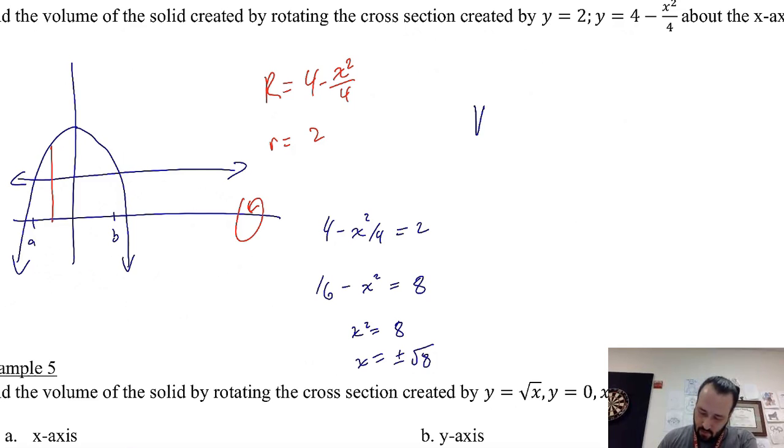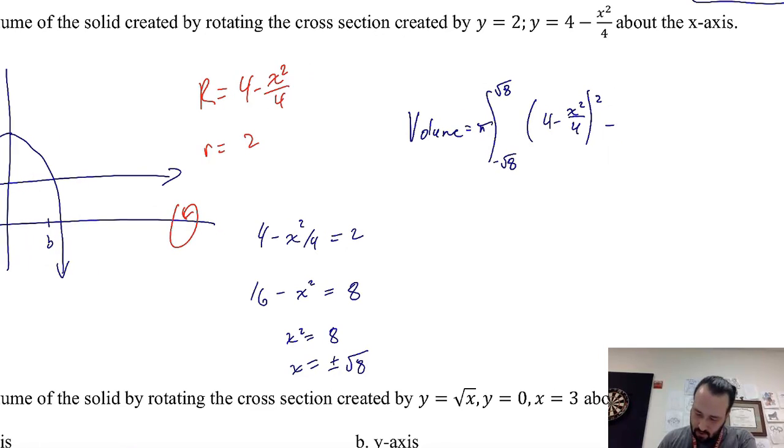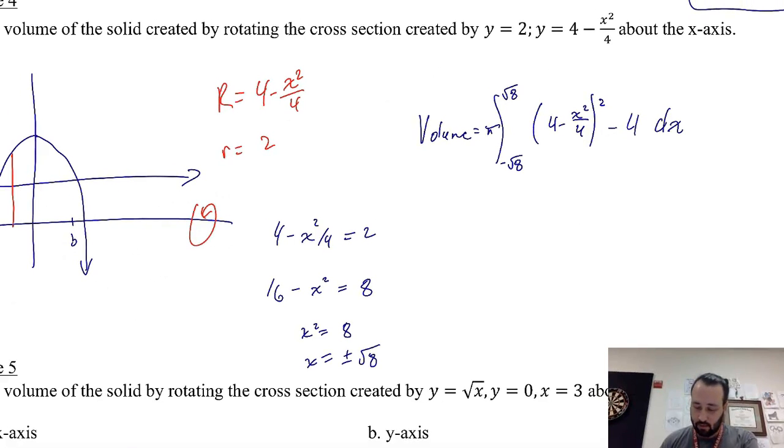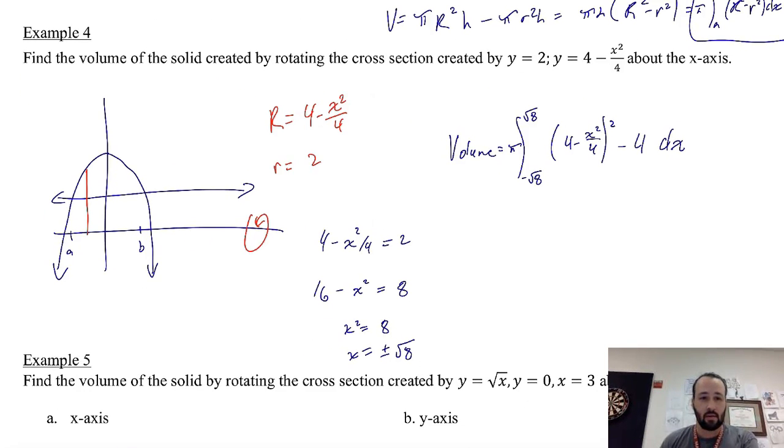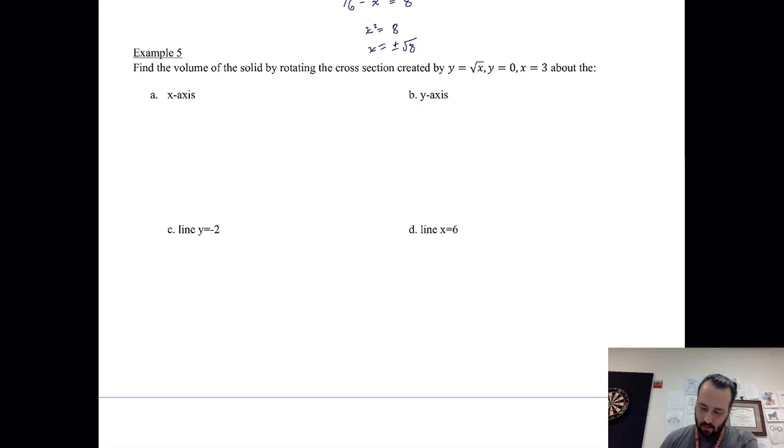Okay, so my volume would be, if I were to set this up, pi from negative root 8 to positive root 8 of 4 minus x squared over 4, squared. So that's big R squared minus little r squared, which would just be 4. And I'm doing it in terms of x on this one. And that would be it. That would find your volume of that figure. I don't know, it kind of looked like a donut with like a flat center or something. Okay. All right.